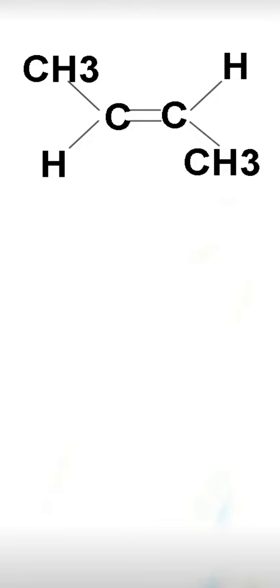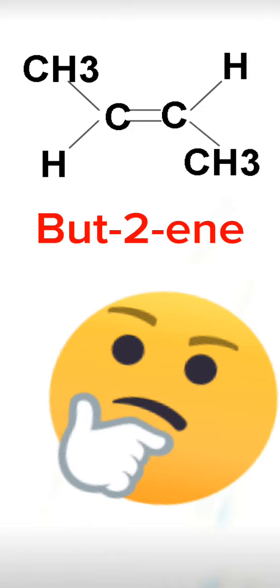Many times in an exam, you'll be expected to assign E, Z, cis, or trans configuration to a particular molecule. So suppose you had a molecule, let's say this molecule. What's the name of this molecule? You guessed right. So this is but-2-ene. How do you go about assigning cis, trans, E, or Z?